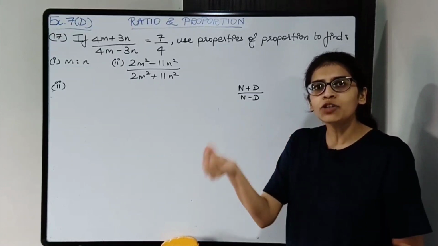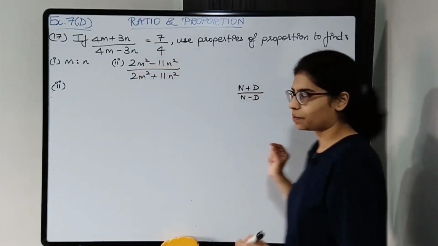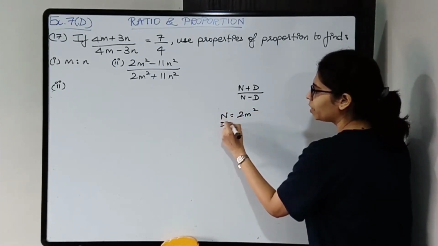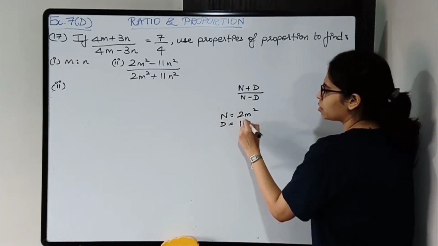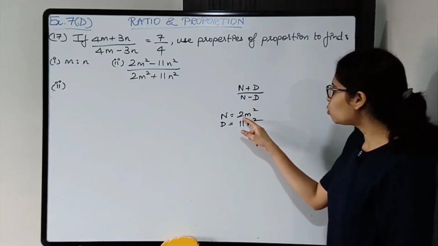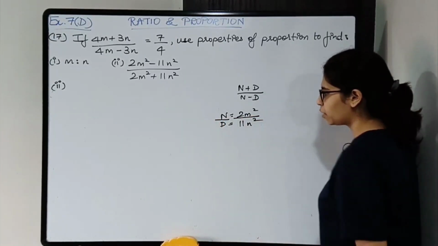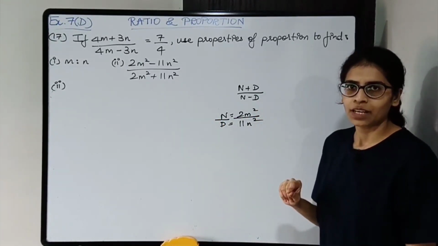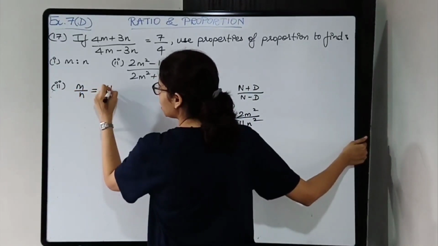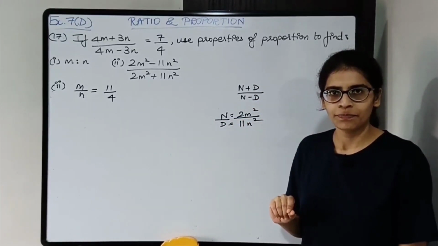But what will be my numerator and what will be my denominator? Numerator will be 2m square and denominator will be 11n square. So I need 2m square and 11n square. I need this: 2m square upon 11n square. I know m upon n, it is 11 upon 4. I found it in the first part of the question.